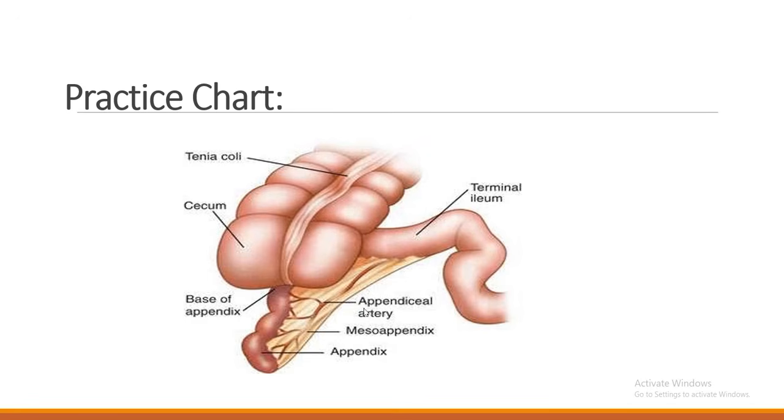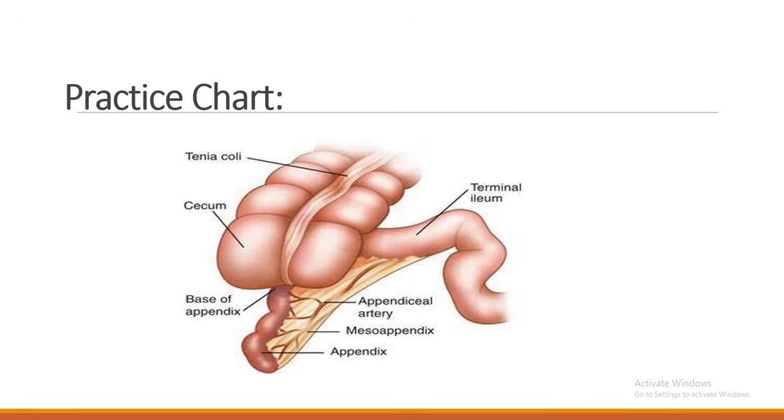This is the appendiceal artery. Using this artery, the appendix gets its blood supply. This is the mesoappendix, which is a triangular layer that connects the peritoneum with the appendix. And this is the appendix. Try to remember these words, because if you see the live chat, you will find all these words.